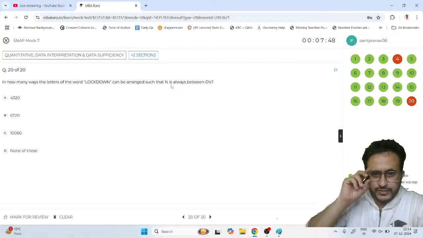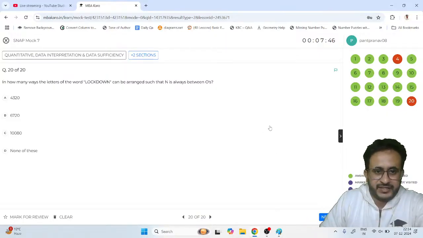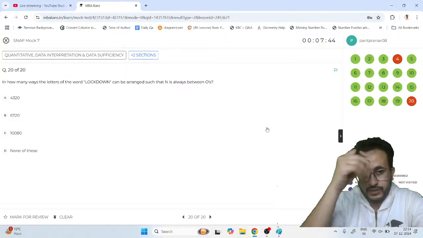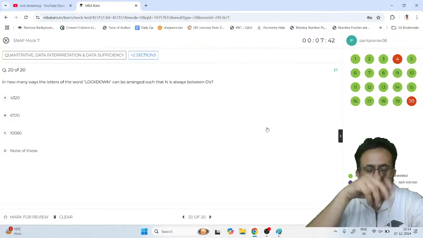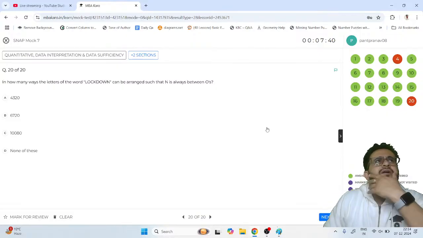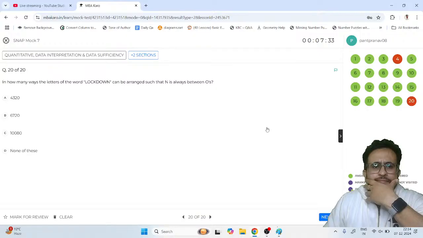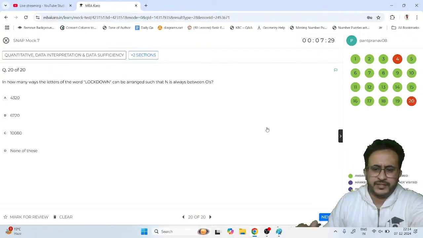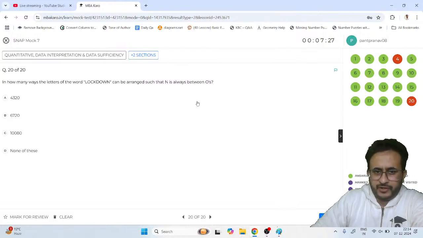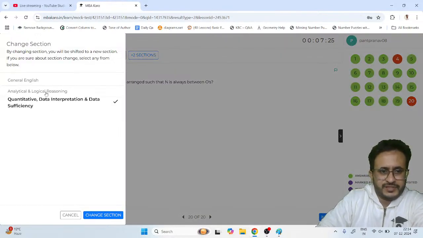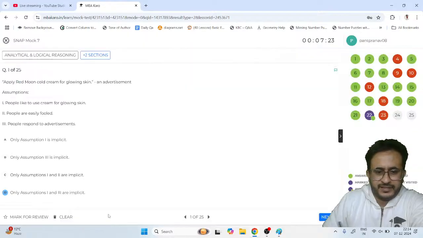Log down n is always between O's. Okay, n is between O's. That means there will be cases where n is not between O's. We will have to remove that. So skip it for now. We'll see the reasoning questions because some questions are left in the reasoning part also.